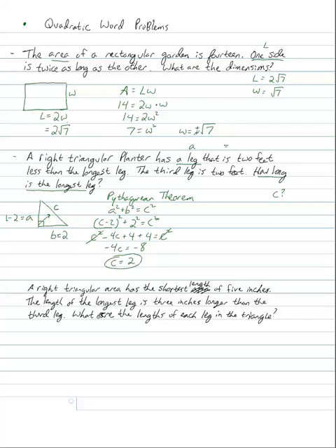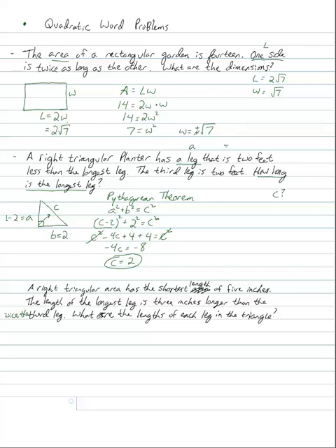So my last one, I'm going to have a right triangular area has the shortest length of 5 inches. The length of the longest leg is 3 inches longer than the third leg. And actually, we're going to make that twice the third leg just to make it more interesting. So I'm changing it right now. What are the lengths of each leg in the triangle?